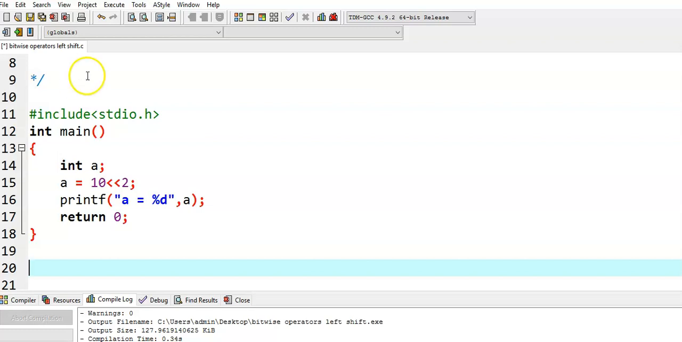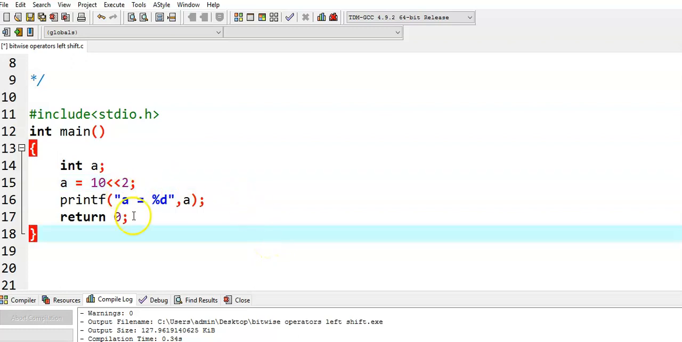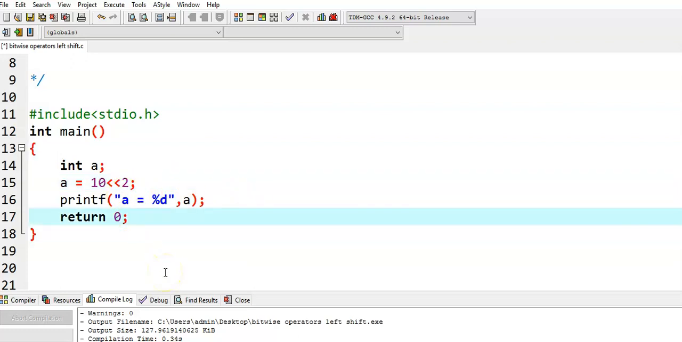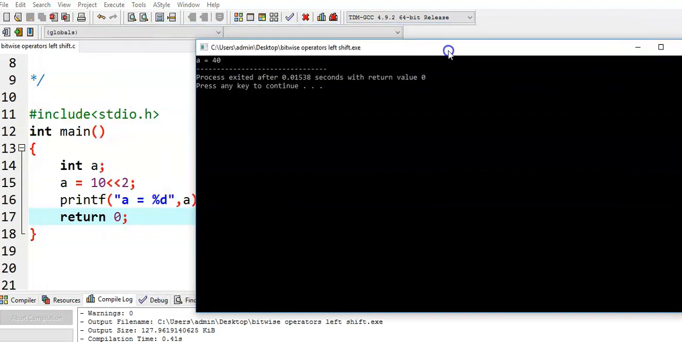Here is the example. Here the value 10 is shifted to the left hand side by two positions. We see what will be the value. I am running this program. The value here is 40. We see how we got this particular value.